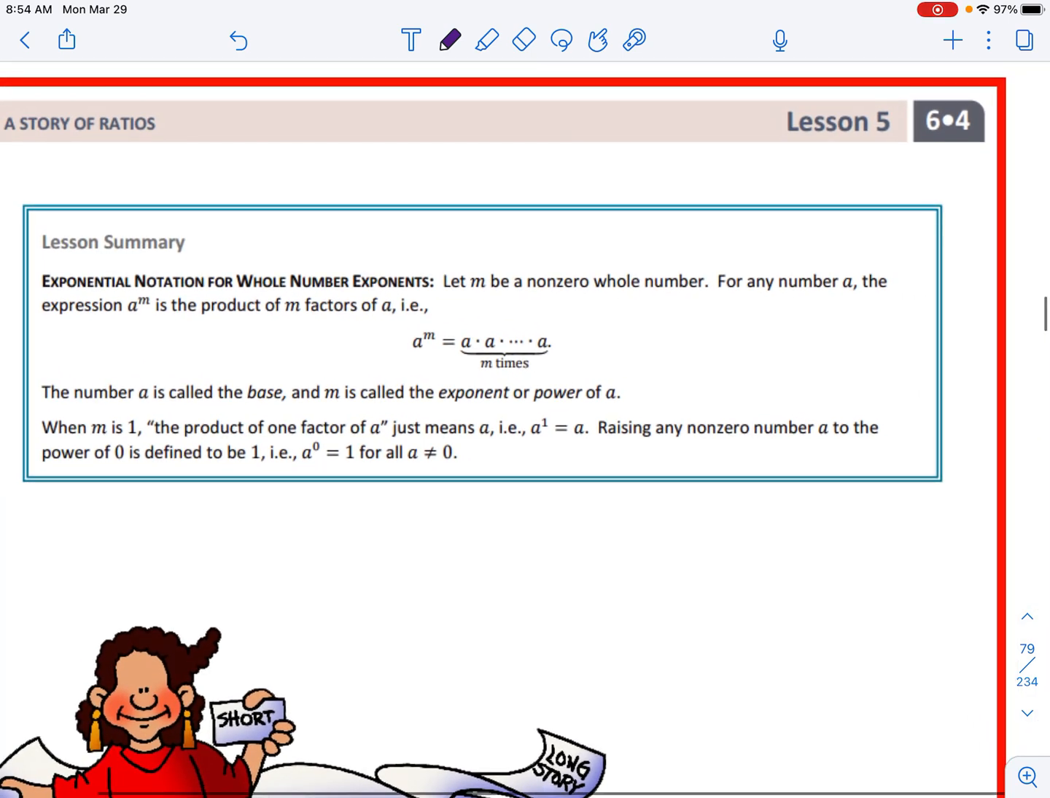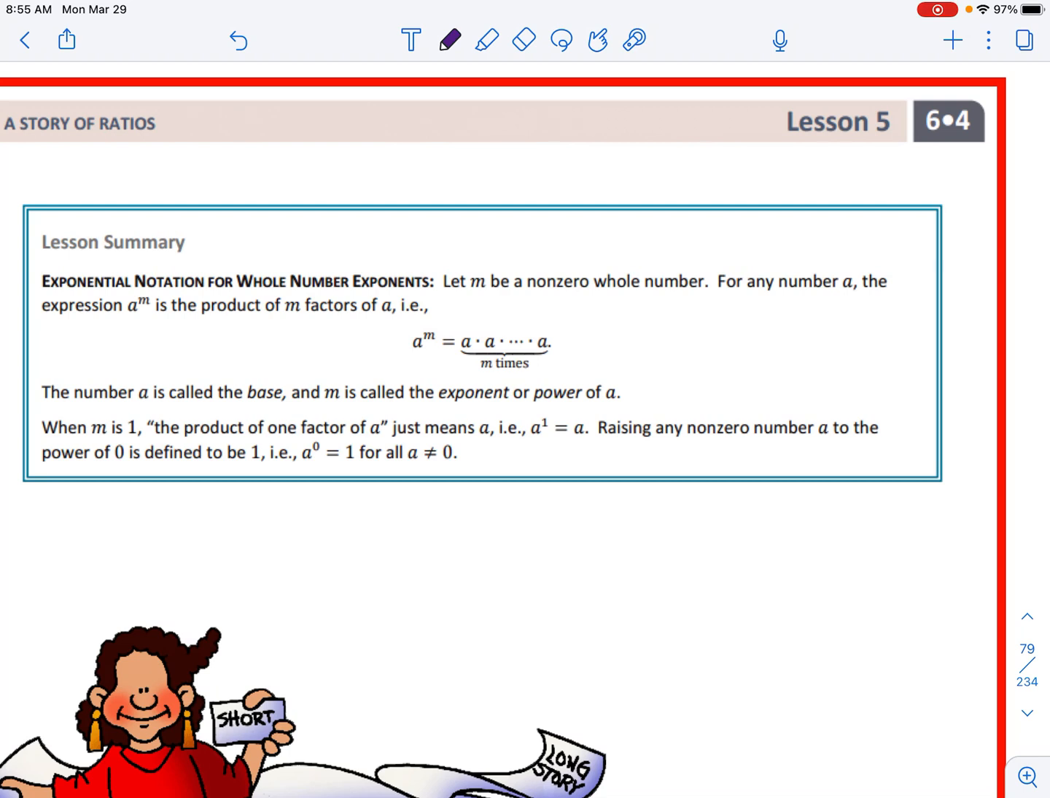All right, lesson summary. Exponential notation for whole number exponents. Let m be a non-zero whole number. For any number a, the expression a to the m power is the product of m factors of a. The number a is called the base, and m is called the exponent or power of a. When m is 1, the product of one factor of a just means a to the first power is equal to a. Okay, so it stays the same if it's to the first power.